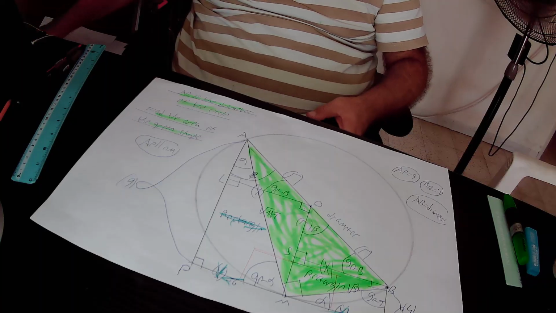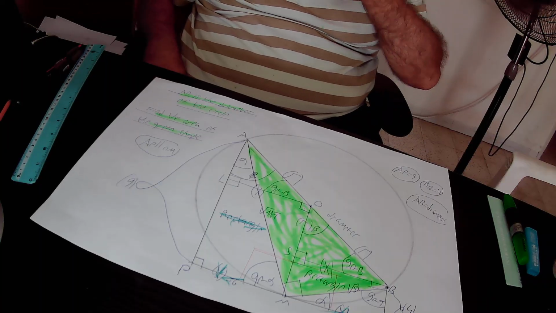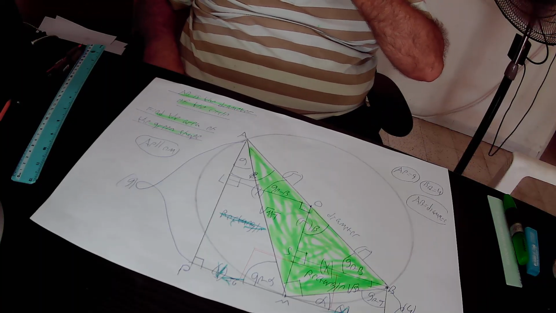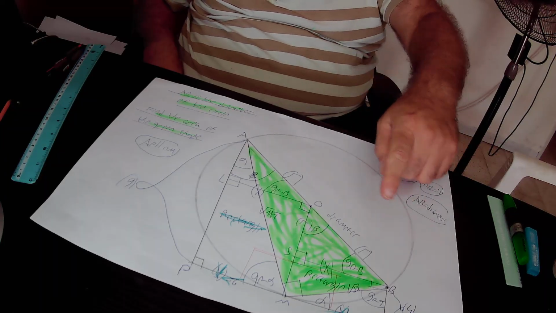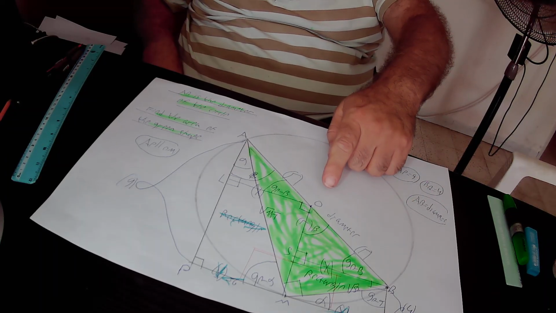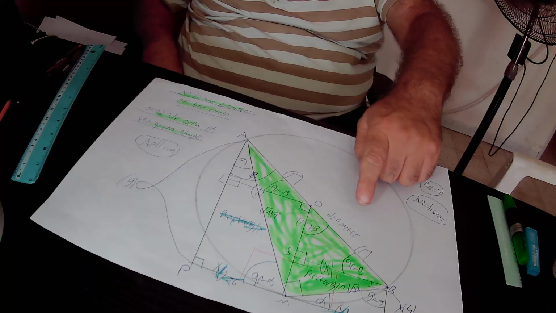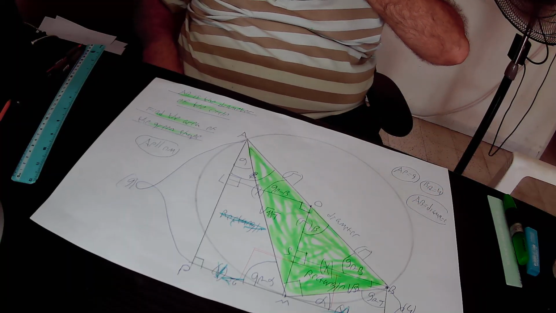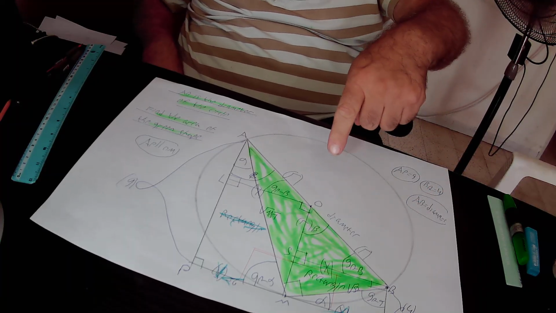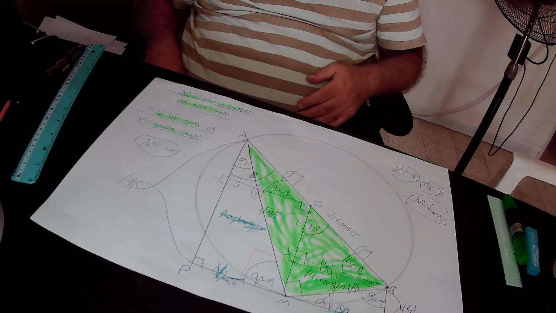In the next step, we define the center of this circle, point O. OA equals R, OB also equals R, the radius of the circle. And we join points O and M together with a straight line.